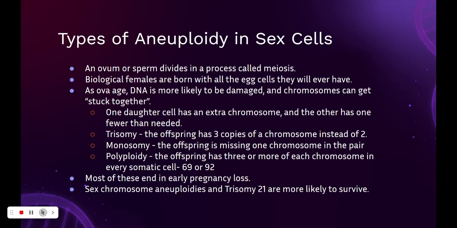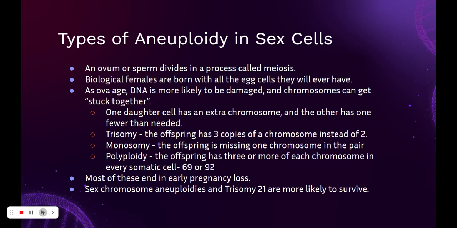All right, types of aneuploidy in sex cells. An ovum or a sperm divides in a process called meiosis. That is like basic biology, and you don't really need to recall it for this. Just know that females are more likely to have aneuploidy in the sex cells. It can happen in males, but it's less common because men continually produce sperm, but women are born with all the eggs they will ever have, and those eggs age.